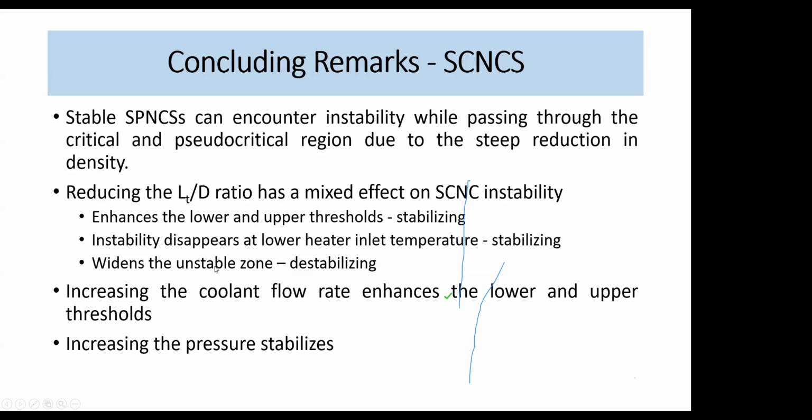This is happening because if you increase the diameter, then your flow rate increases, and then to cross that pseudocritical region enthalpy needs a much larger power. Whereas in a low diameter loop, the flow rate is less, and that's the reason why the unstable region is very narrow.